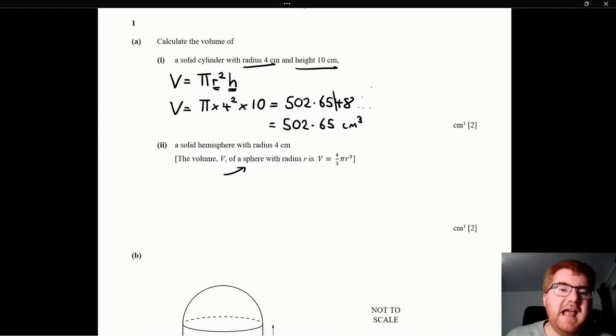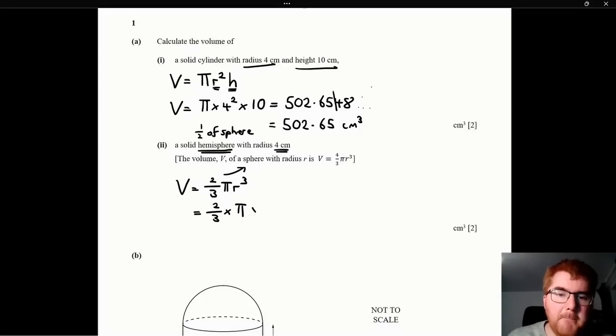Now on to our next part of the question. So we have a solid hemisphere, that's really important, with a radius of 4 centimeters. Now the volume is given for a sphere, however we have a hemisphere. Remember, that means we've got half of a sphere. So our usual formula would be 4/3 pi r cubed. Because we have half of that, we want to use 2/3 pi r cubed. Now our r here is just like the previous question, it's equal to 4. So we type in 2/3 multiplied by pi multiplied by 4 cubed.